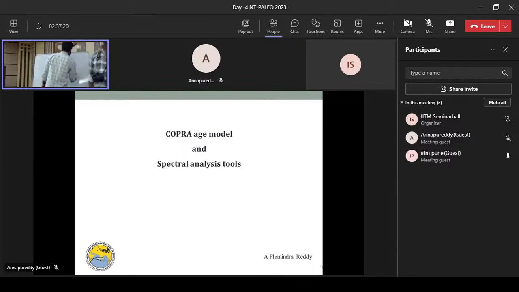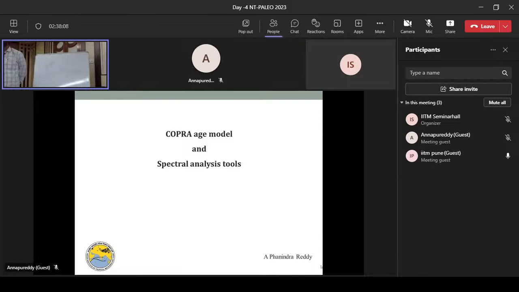Hello, welcome. So this is the last lecture of this workshop, and here is Dr. Phanindra Reddy. He did his PhD with me in IITM on speleothems. The most challenging part of paleoclimate data is that they are unevenly spaced, because in a sediment core or lake sediments, the sedimentation rate is not constant. It varies with time, and we don't know that a priori.